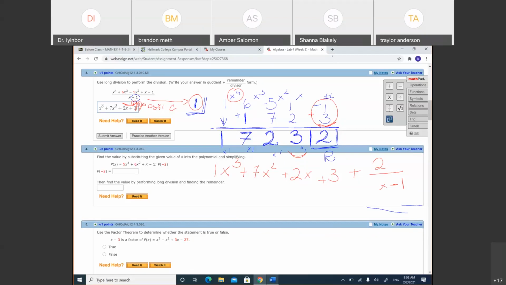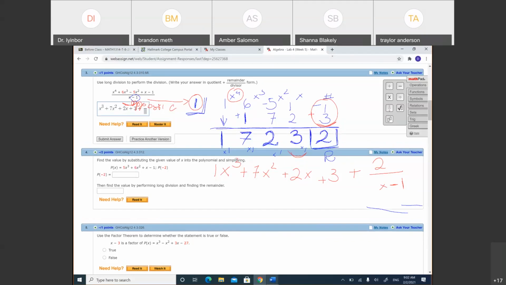And then you have plus, now you're going to put fraction. So for this part, 2 over x minus 1, you have to press fraction. 2 in the top and x minus 1 in the bottom, like that. Okay? So that's how you enter your answer.